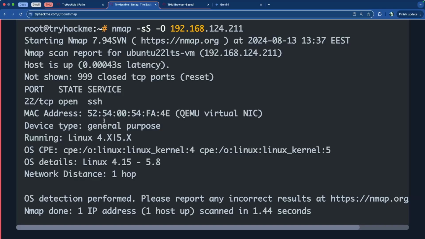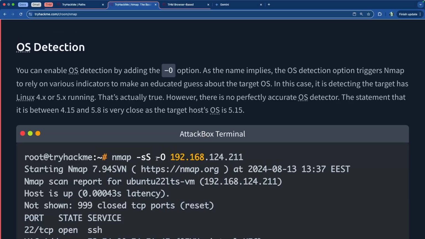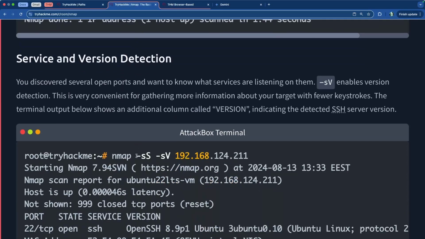But that's what we get from it. It actually gives you the operating system, or at the very least, a good guess on what the operating system would be. That's what -O does. And notice that they also did a lowercase s, uppercase S, which means this is a SYN scan, a stealth scan, and then the -O, and then we ran it on the IP address, and this is what we got.